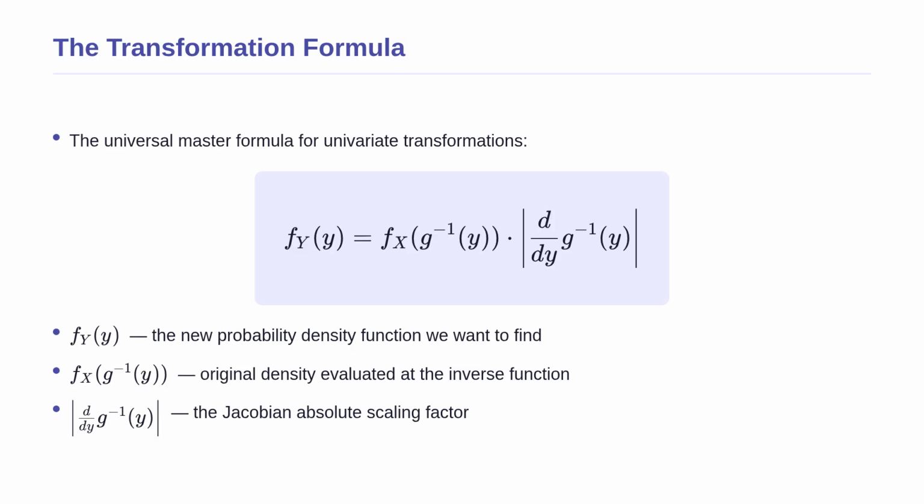First, we take our old density function, but wherever we see an x, we plug in the inverse formula. Then, we multiply by the absolute value of the derivative of that inverse function. This absolute value part is called the Jacobian. It acts as a scaling factor. If our transformation stretches the data out over a wider range, the probabilities must become less dense, so the total probability remains exactly 100%. The Jacobian perfectly calculates exactly how much to stretch or squish the density.